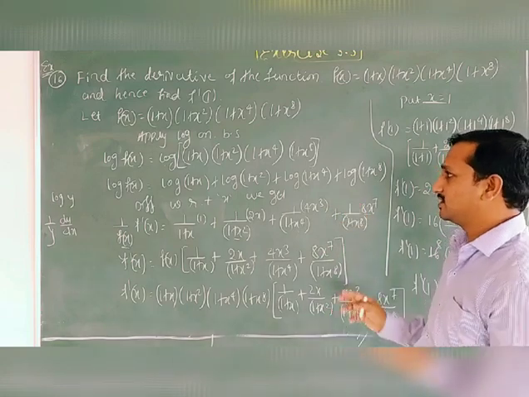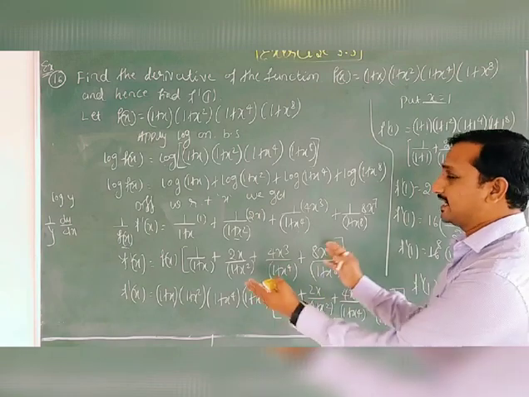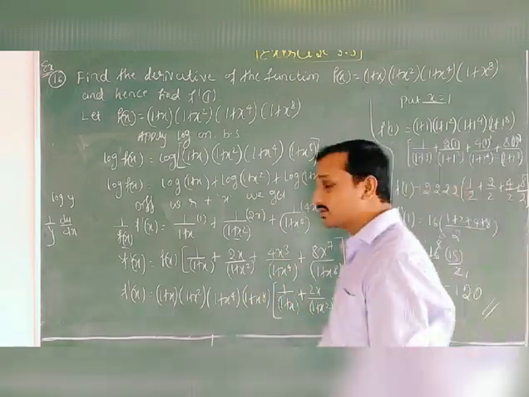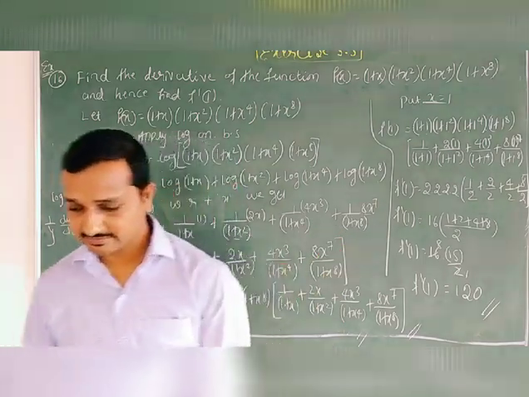But length example, not a problem. Same, keep as it is, same procedure. Find f dash of x, then put x equal to 1, that is f dash of 1. So f dash of 1 should be 120. Is that clear? Write this example. Okay.